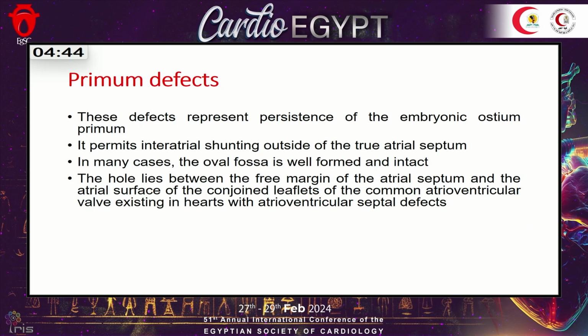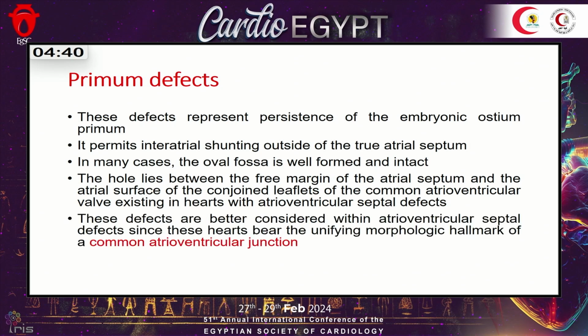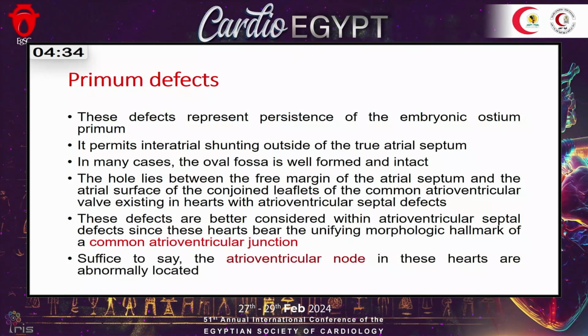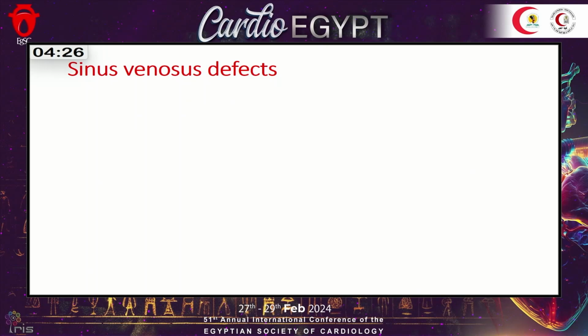Here we come to the atrioventricular valve and the atrioventricular septal defects. These defects are better considered with atrioventricular septal defects or common atrioventricular junction. Okay, it's very important to say that the AV node in these hearts is abnormally located, which is very important.